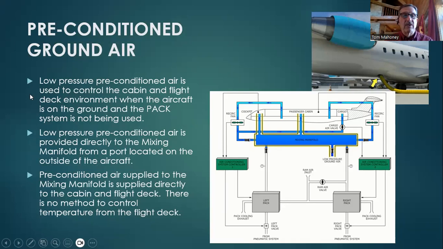It's preconditioned air used to control the cabin and flight deck environment when the aircraft is on the ground and the pack system is not being used. Low pressure preconditioned air is provided directly into the mixing manifold from a port located on the outside of the aircraft. It is supplied directly to the cabin and the flight deck. There is no method of control. We can't turn the little knobs on the air conditioning panel. It's out of our control at this point. The ground crew is the one controlling that.